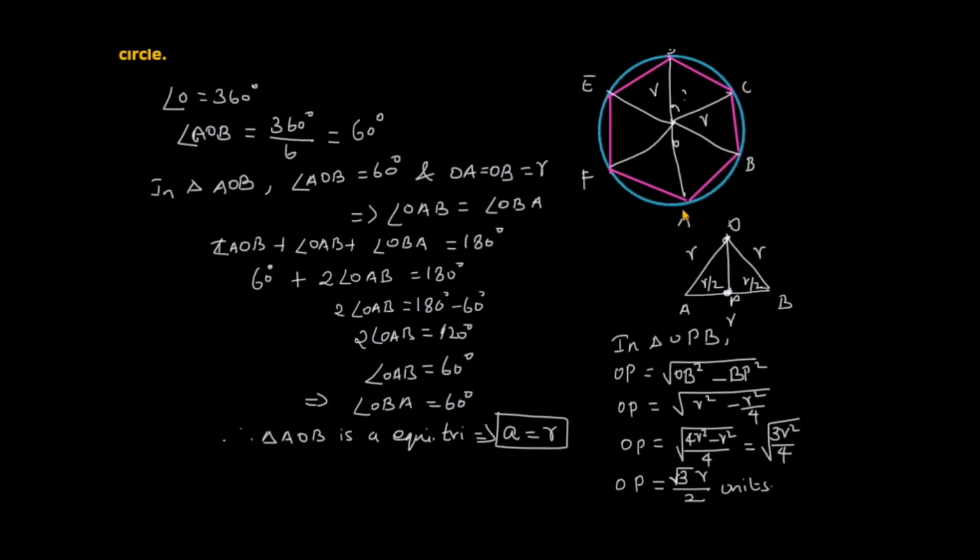So the side length of the hexagon is r units and the height of the hexagon is root 3 by 2 r units. That is the distance from the center to the chord.